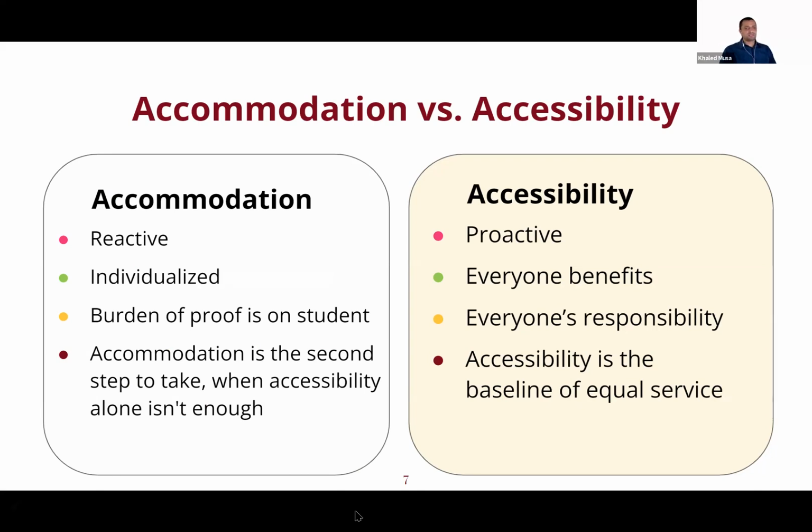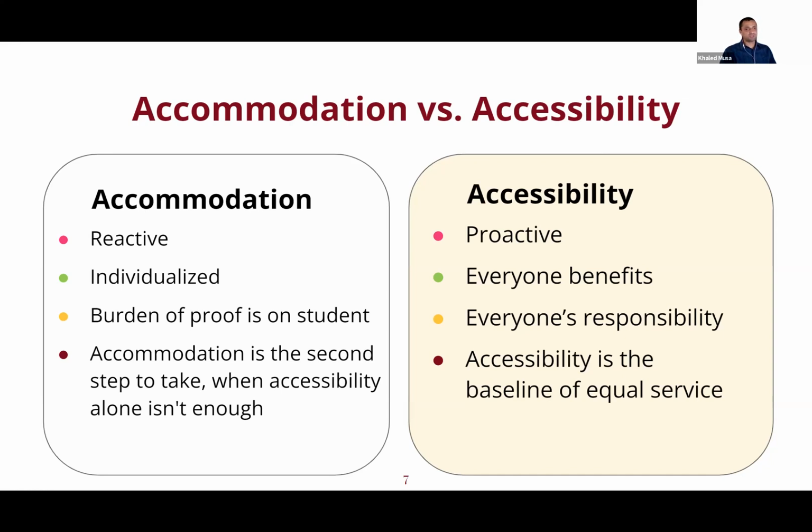Accommodation and accessibility are distinct. They're different. Sometimes we look at them as the same, or one is in lieu of the other. They don't replace each other. Accessibility is a proactive approach, and it was mentioned that you need to be proactive as a faculty member to think ahead of what your students might need. And it is hard to be proactive, especially when you have a lot of content that you share in class. Accommodation is a reactive approach.